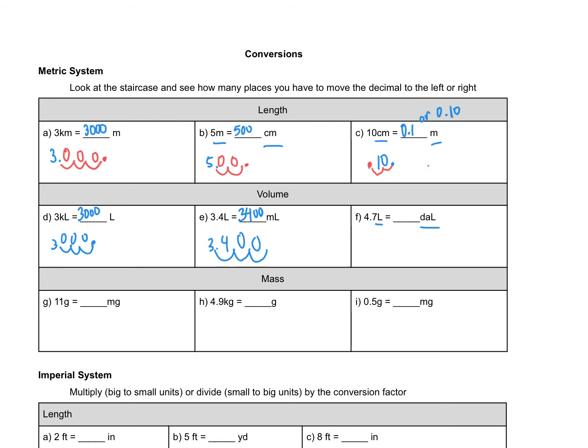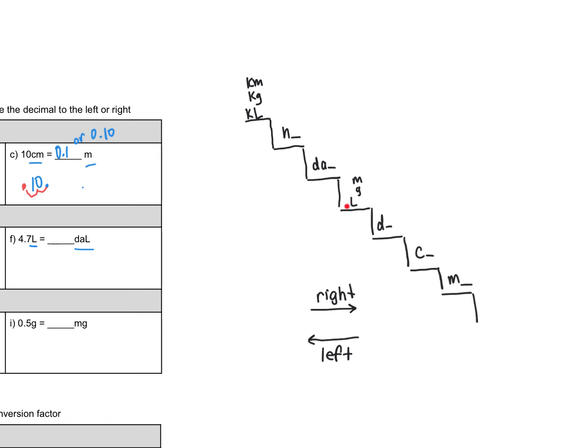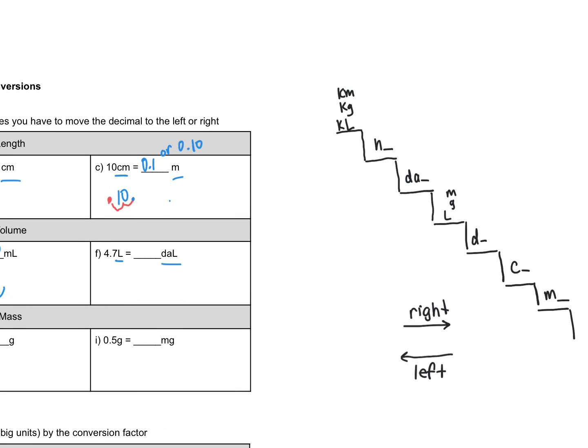Liters to decaliters. Here are our liters, here are the decaliters. I'm hopping 1 step up and I'm going towards the left. So 4.7, once to the left. This is where the new decimal will be, and typically we'll write a 0 in front of that decimal, so 0.47.